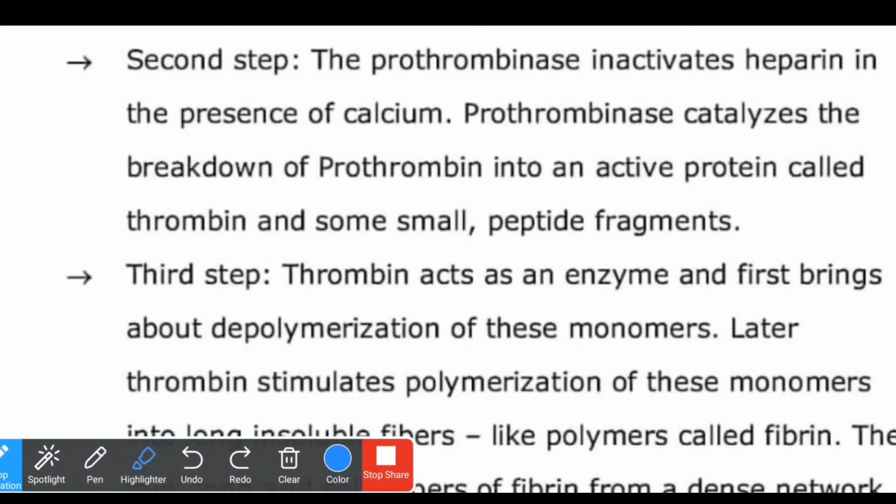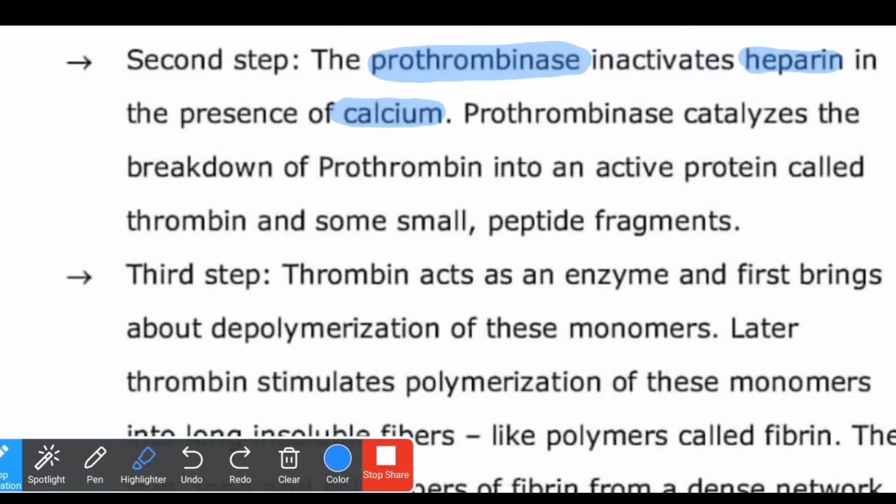Now what we have is the prothrombinase. This is a cascade of reactions, which means the product of one reaction will be the reactant of the other reaction. The prothrombinase is inactivating the heparin. Heparin is an anticoagulant. The prothrombinase inactivates the heparin in the presence of factor number 4, called calcium.